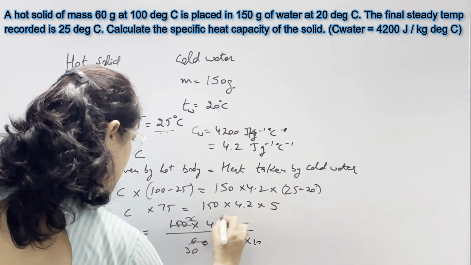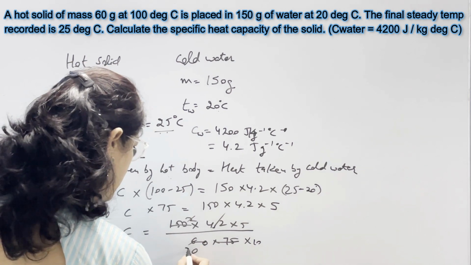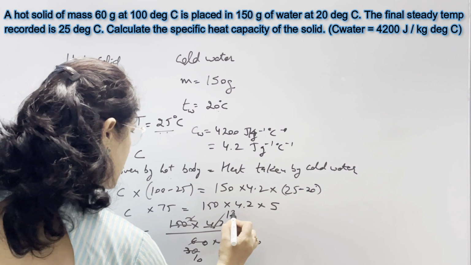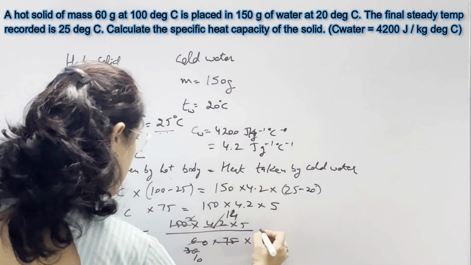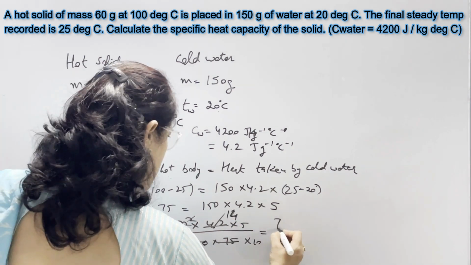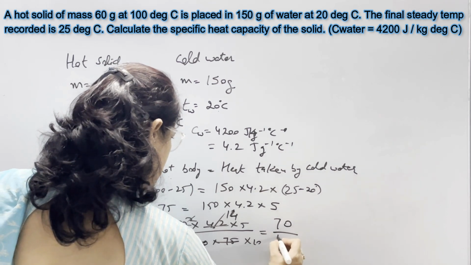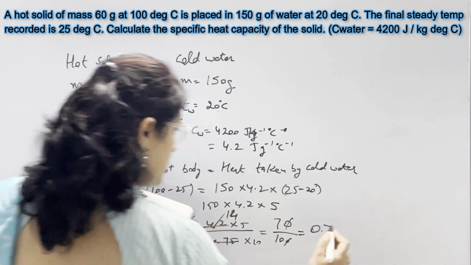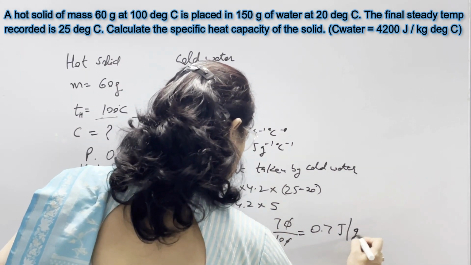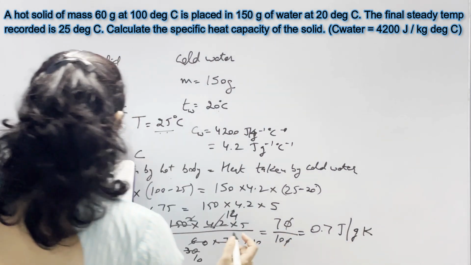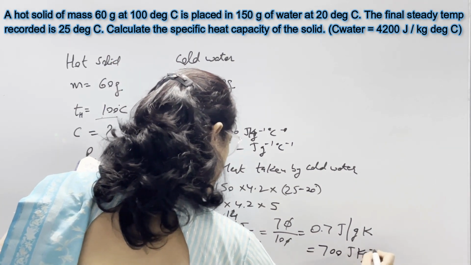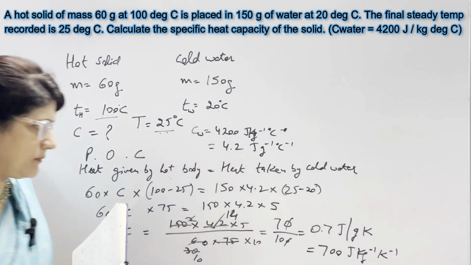Now 110 is there, 42, 3 1s are 3, 4 3s are 12, and 14 5s are 70, then upon 100. It means 0.7 joule per gram per Kelvin. Or you can also write it as 700 joule per kg per Kelvin.